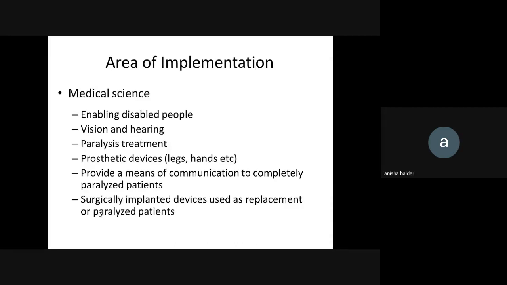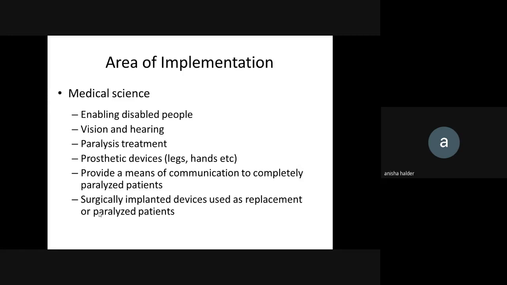paralysis treatment, prosthetic devices, provide a means of communication to completely paralyzed patients. That means the person is completely bedridden, and if he or she can switch off the light by his eye blink or eye gaze. This type of signal can also be received by this EEG machine, fine, or by his thoughts only, if he or she can instruct the robotic arm to feed him, right? So this type of means of communication can be made.